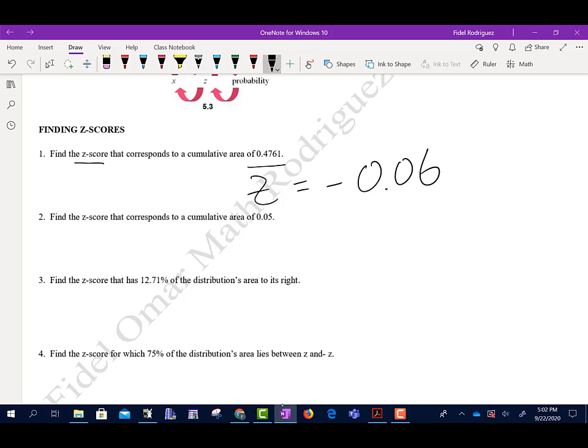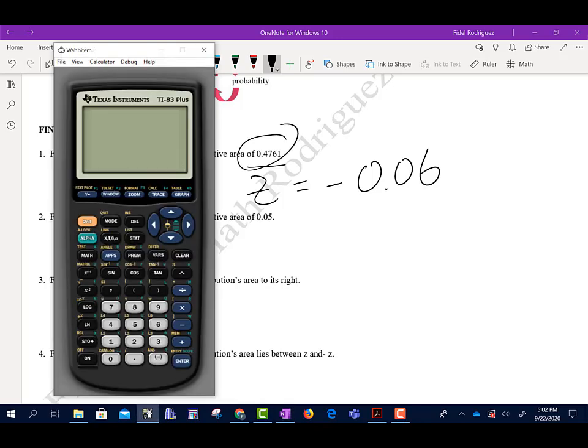The first thing some of you might notice is, wow, I have to look at all those different values and see if I can find one that looks like this. Well, that's one way you can do it. Another way is using your calculator. Let me clear the screen. If I want to find this, I'm going to go second vars, and I want you to look at the third one.